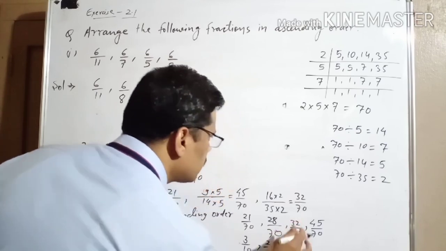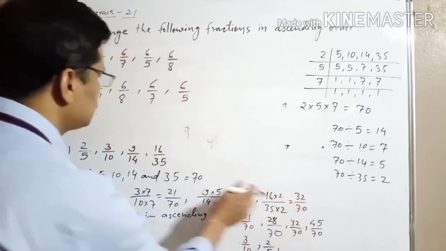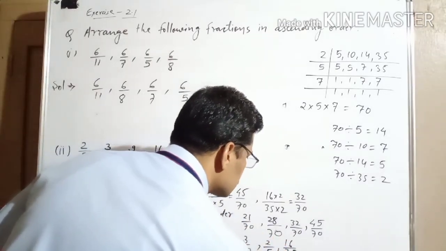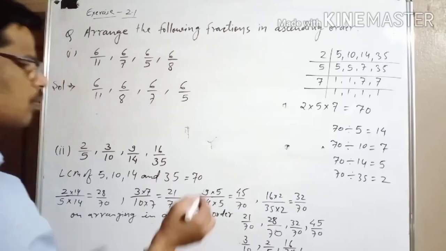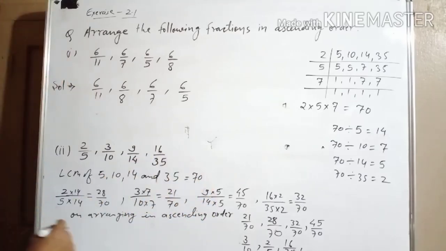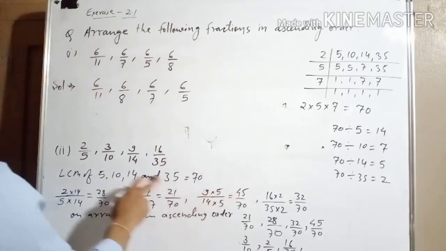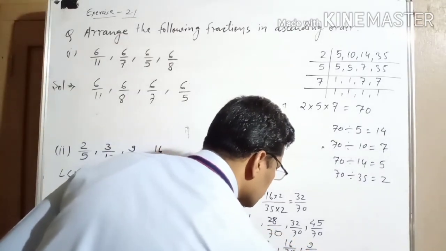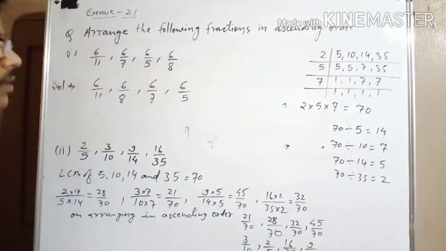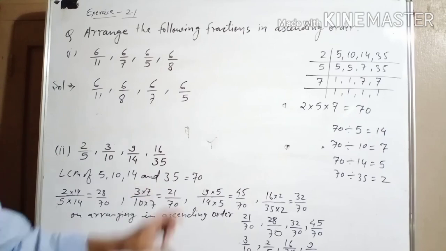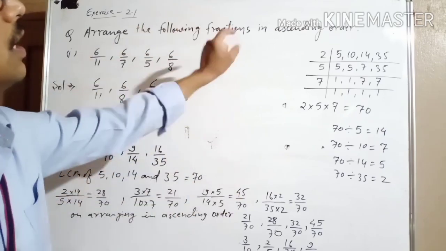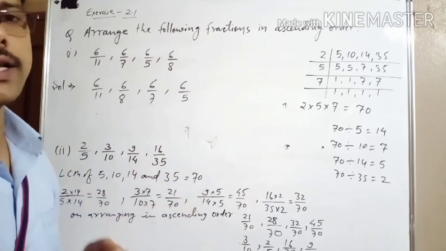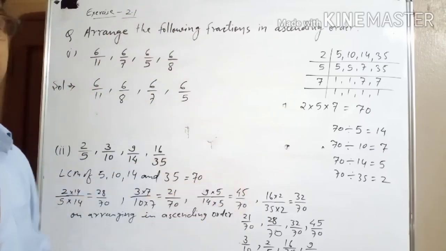32 upon 70, this is the last number, so we can write here 8 upon 35? Next, 45 upon 70. Which number is this? 45 is the third number, 9 upon 14. This is our required answer. Is it clear? In the same way, you will solve the descending order. In descending, you have to arrange from biggest to smallest. Okay, the method is the same. Keep it in mind.